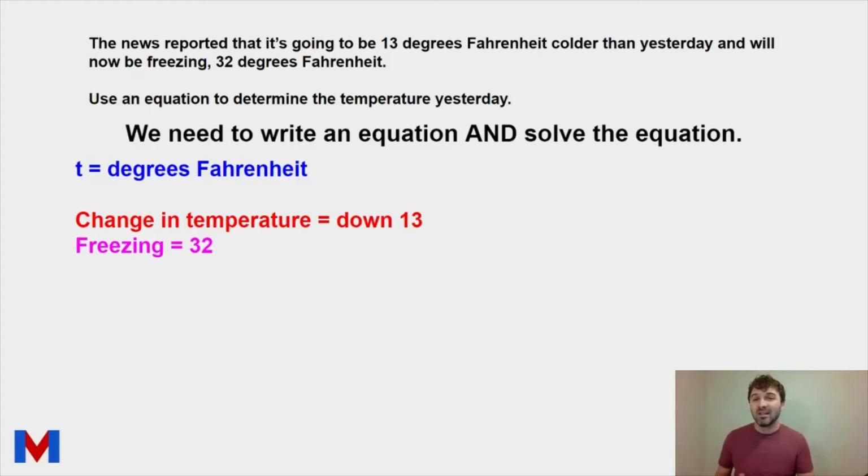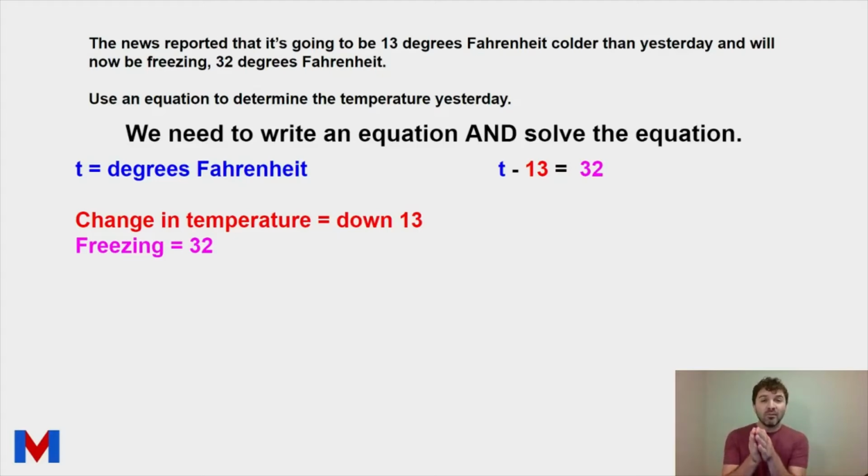Alright? Let's write our equation now. So we have the temperature yesterday, that's going down by 13 degrees, so subtract 13. And it's going to equal 32 degrees. All right, you see how that worked? The temperature goes down by 13 to be 32. All right, we wrote the equation, but now we've got to solve it.